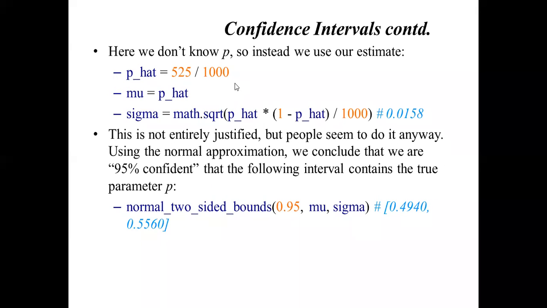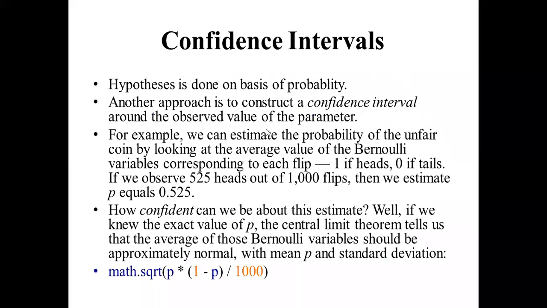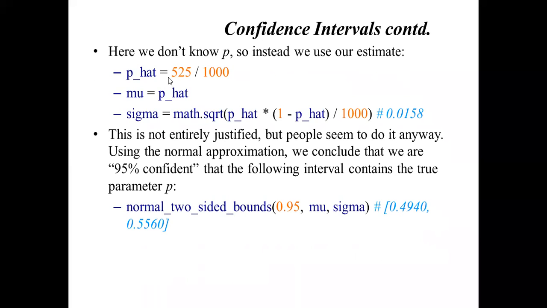Here we don't know the P value, so instead we use our estimate: 525 divided by 1000. Whatever probability P we have taken will be my mu, the mean, the average of all those values. Then sigma: P hat is the variable used for the estimated probability, so sigma is the square root of P hat multiplied by 1 minus P hat, divided by 1000.